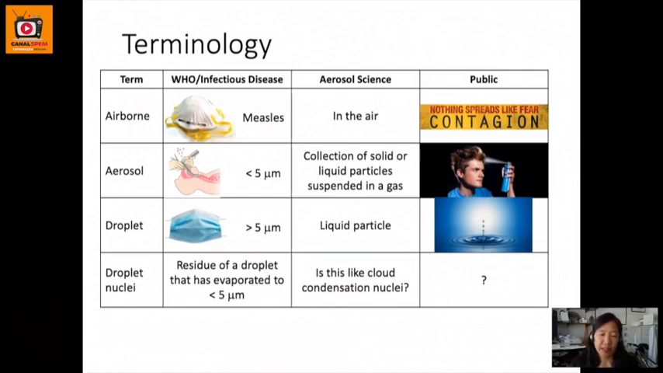Let me talk about this one also. Droplet nuclei is a term that you'll find in some of the older literature, referring to the residue of a droplet that has evaporated to less than 5 microns. Aerosol scientists wonder if this means something like a cloud condensation nuclei, which is a tiny particle on which water actually condenses to grow into cloud droplets. I don't think the public knows what this means.